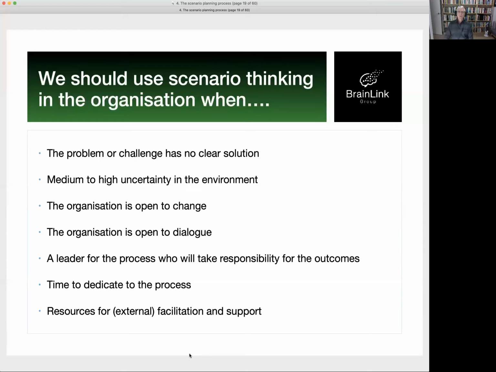So those are some of the requirements that you might think of that need to be in place if we are to do a decent job on scenario planning or scenario thinking. Incidentally, we tend to use the term scenario thinking and scenario planning quite interchangeably, but scenario thinking is the thinking process you go through when you do a scenario plan. That's in essence the key distinction.